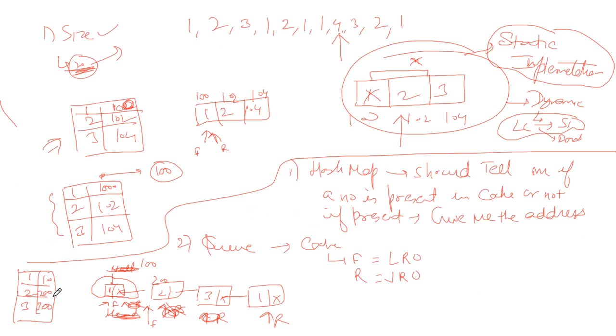Now 2 comes. 2 comes here, this went to here, and 2 is being reported in order 1. Now what should I do? Again, front comes here and this is my rear. Right? Works.